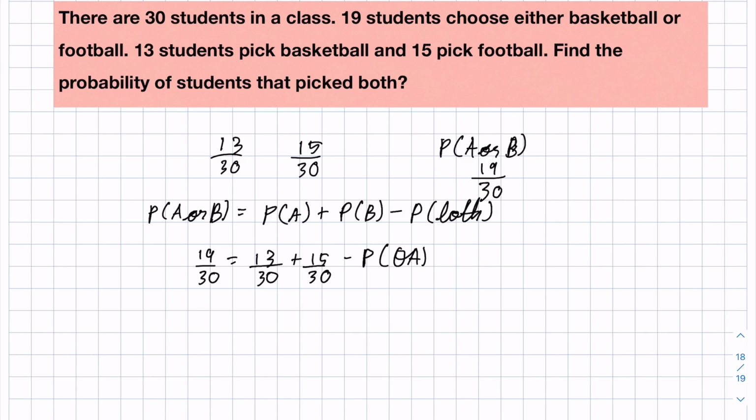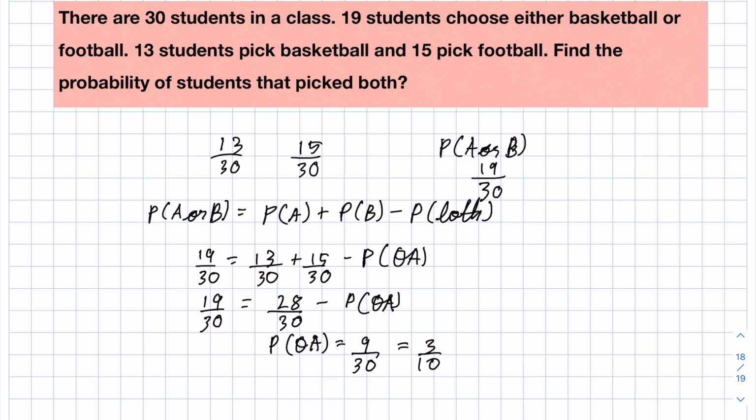So 28 over 30 is equal to 19 over 30 plus the probability of overachievers. So probability of overachievers is equal to 9 over 30, which is equal to 3 over 10. And we're done.